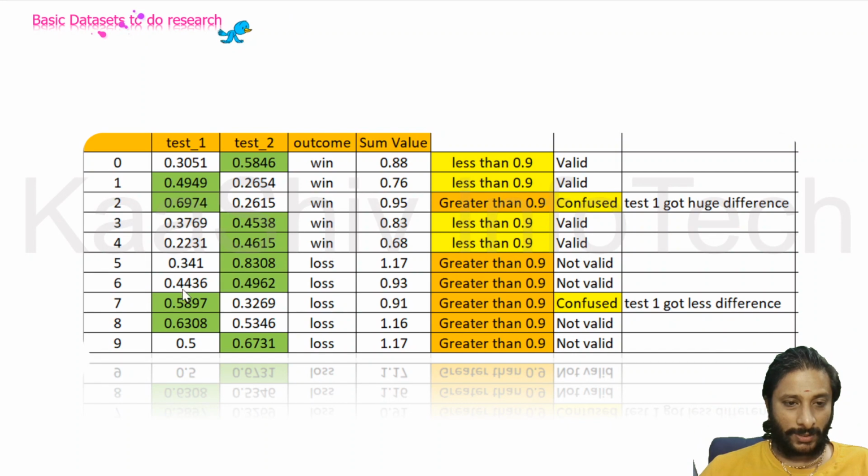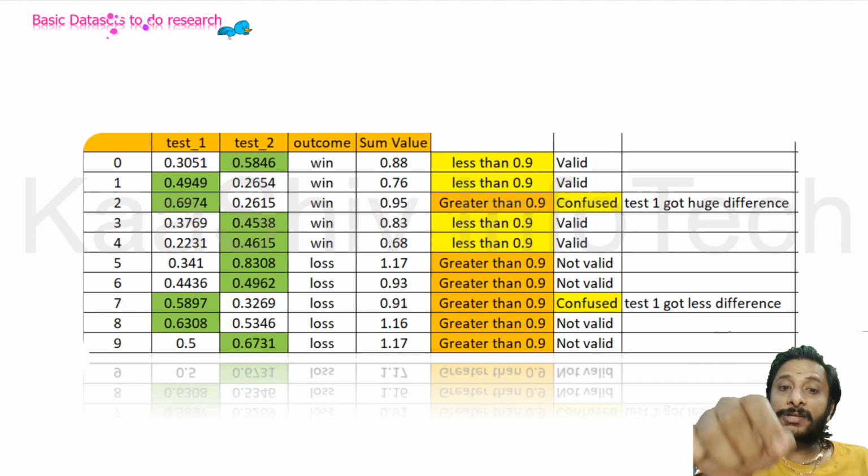Now I have my test 1, test 2, and outcome. Over here, I add these values and put the result here. For the sum of values, less than 0.9, the possibility is winning. Greater than 0.9, the possibility is loss. So if the sum value is less than 0.9, it is a win; if it is greater than 0.9, it is a loss. It's very simple.